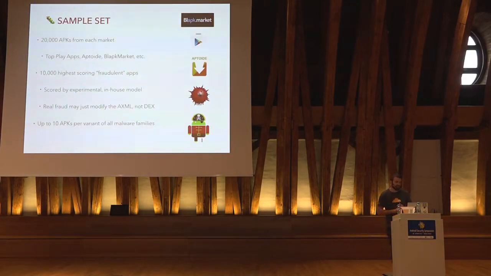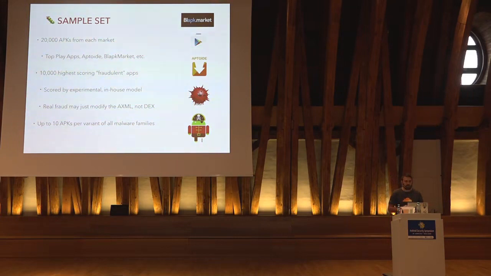So what we did is we took a sample set. We did about 20,000 from each market. Markets were Google Play, Aptoide, Black Market, and there was another one in there. And then we took 10,000 of the highest scoring fraudulent apps, and this is when we worked at Lookout, and we had a machine learning based system that basically said these are bad, these are good. So you would assume that things we're saying are bad should be bad. We want to look inside that subsection and see, do these look fraudulent to us based on these fingerprints? And then we grabbed a bunch of actual malware samples that we know are bad.